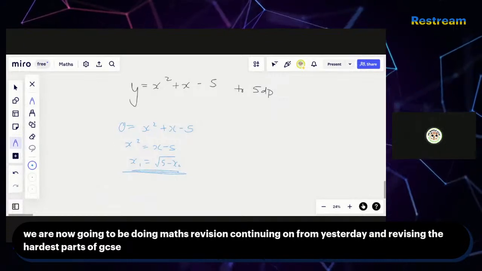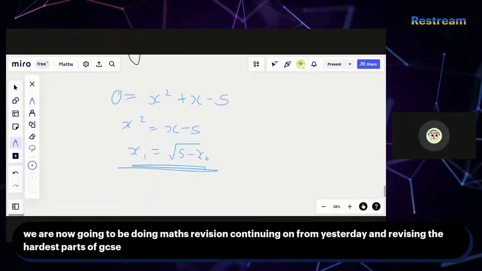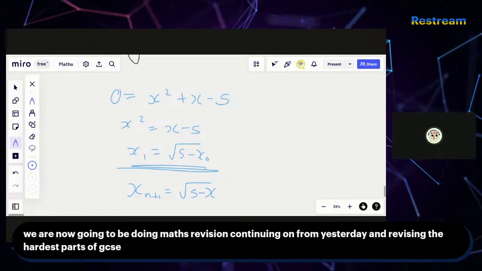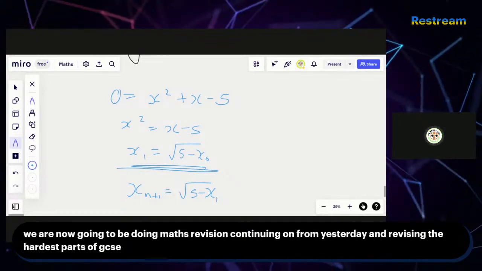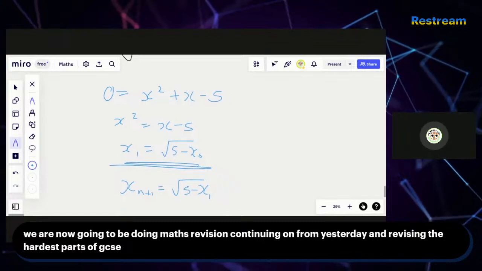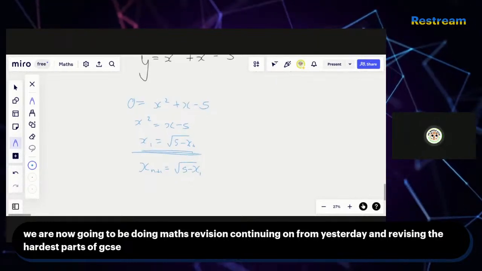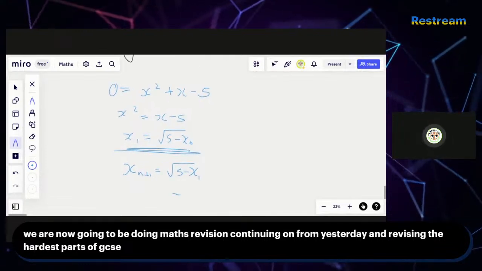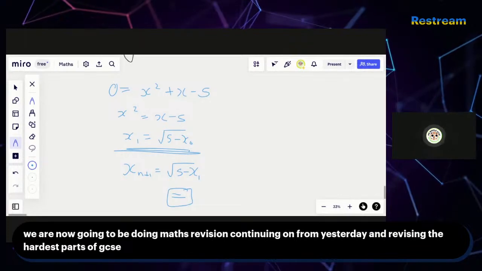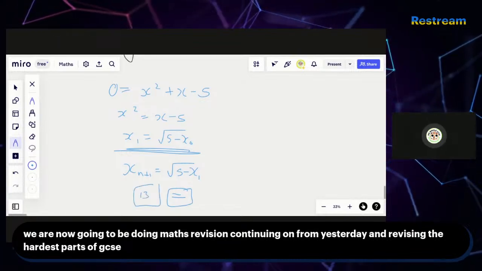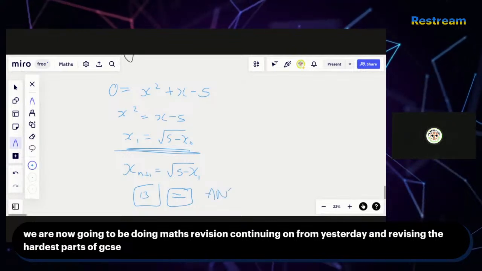And now you find the pattern. So the pattern is x to the power of n plus 1 is therefore equal to the square root of 5 minus x to the power of n. Because that's the pattern here. And then what you do is you apply this to a calculator. You keep changing the value, and then you keep pressing the equals key on your calculator until the value keeps repeating. Then you stop, and that's your answer. So you press the value in, for example 13, then you press the equals, and then you keep using the answer key beyond that point.